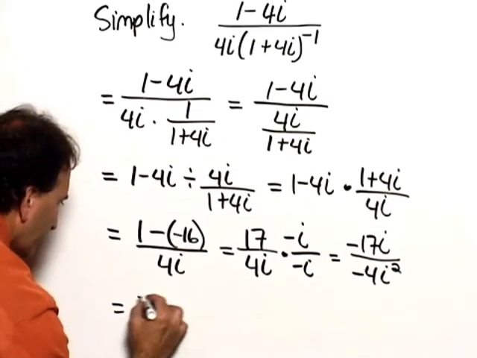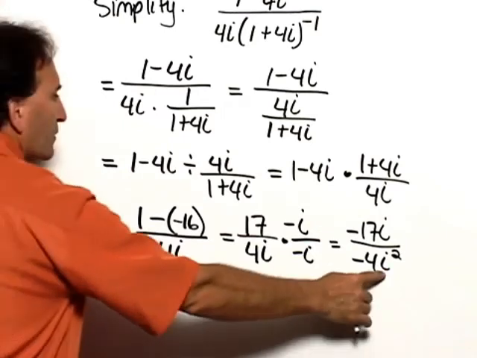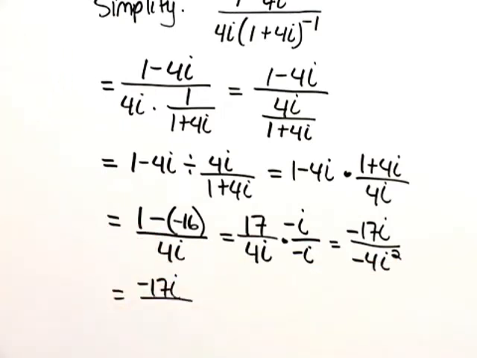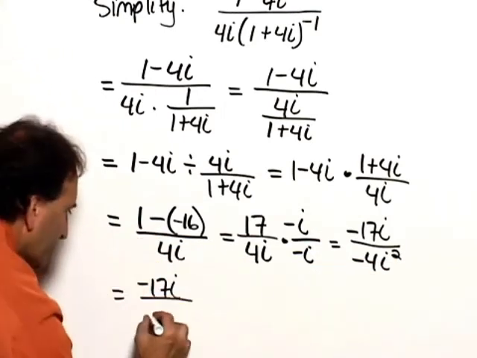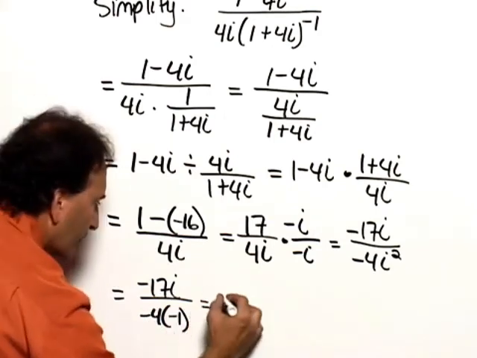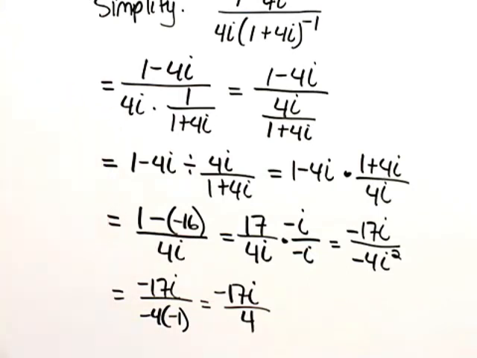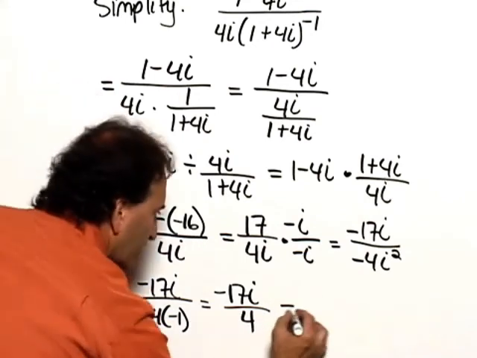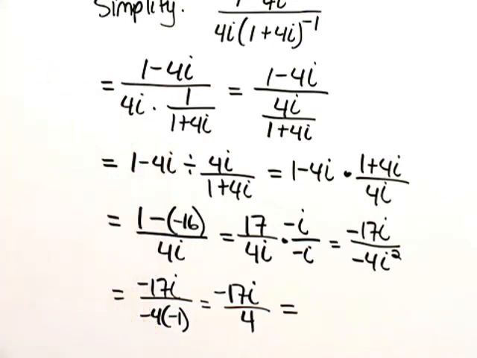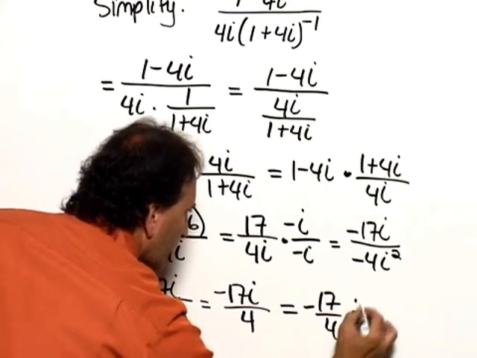The numerator, negative 17i. In the denominator, though, i squared is negative 1. Negative 1 times the negative 4, of course, will give us a positive 4. So we have negative 17i over 4. And then writing that in standard form, we would rewrite this as negative 17/4 i.